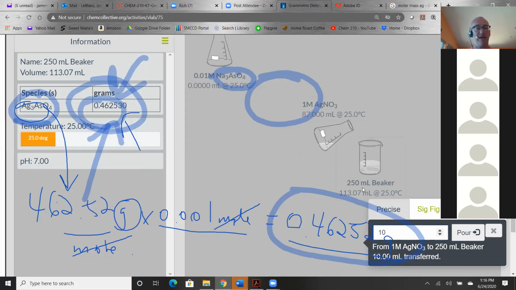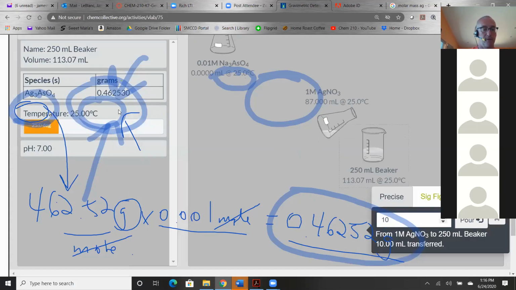So in our beaker, our volume is more than it was. It's gone up another 10 mils, not surprisingly. And the mass of our precipitate has not increased. It's the same as it was, 0.4625. So basically what that means is that the silver ions and the nitrate ions are now in this beaker, just floating around.